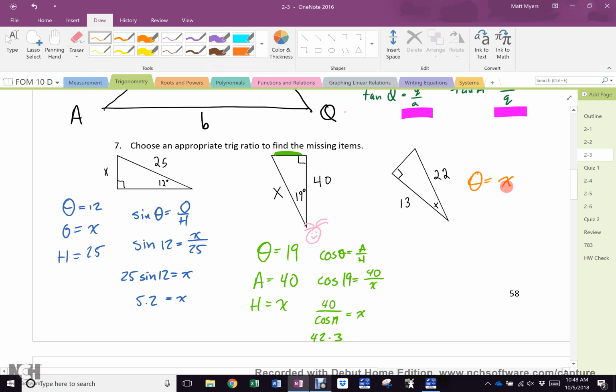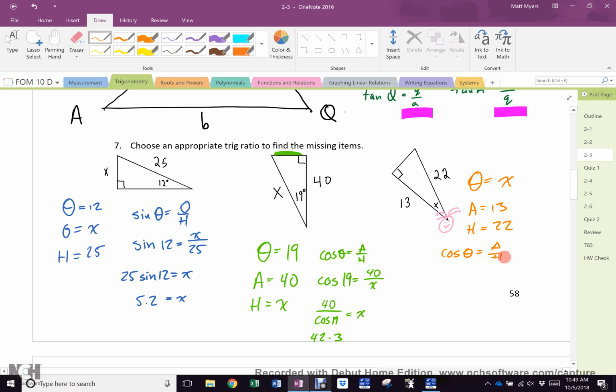It is X. Once I have decided where theta is, where does my smiling face slide? To theta. Why must I move there? So I know what the O and the A is, because it's from my point of view. What do I have? I have an adjacent of 13 and a hypotenuse of 22. What uses A and H? Cosine theta is A over H.